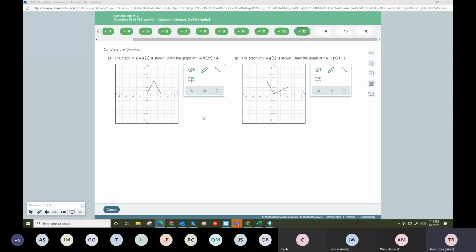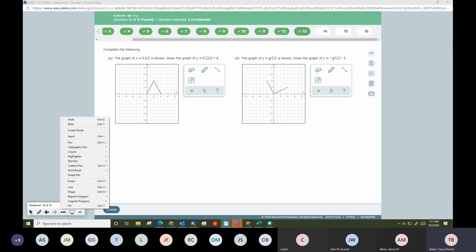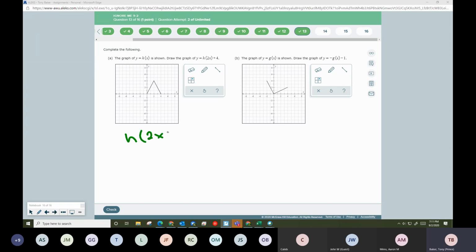All right, so this one, and this is why I wanted to do at least one more, because this one is the tricky one.